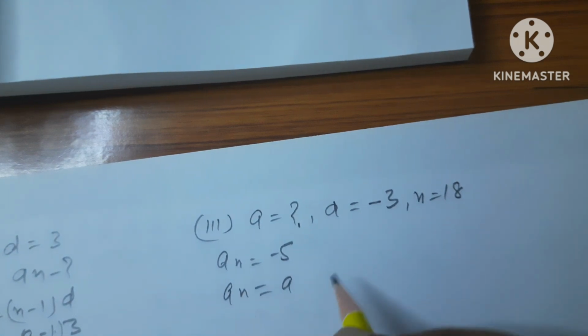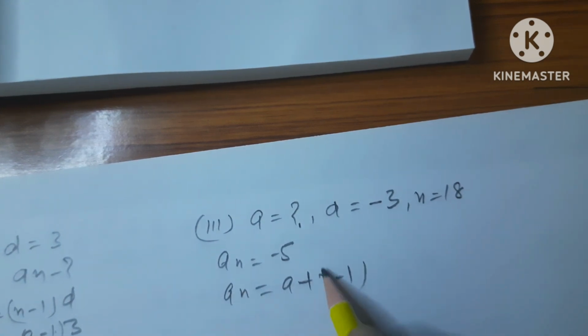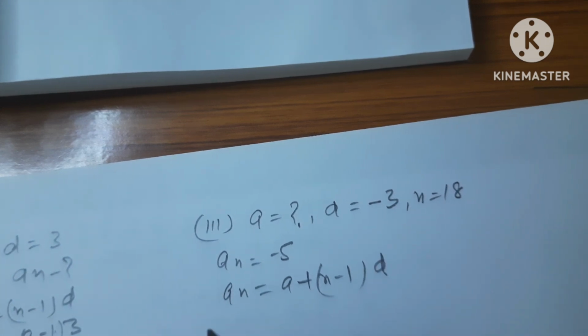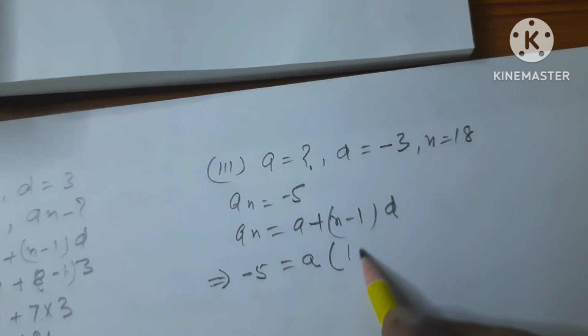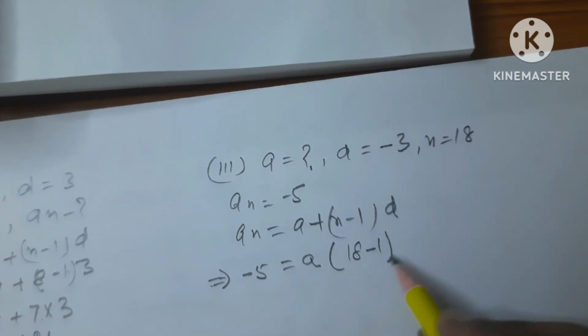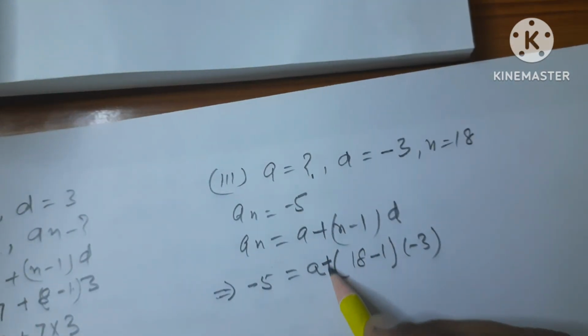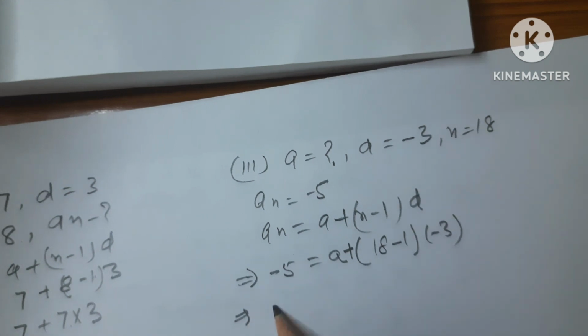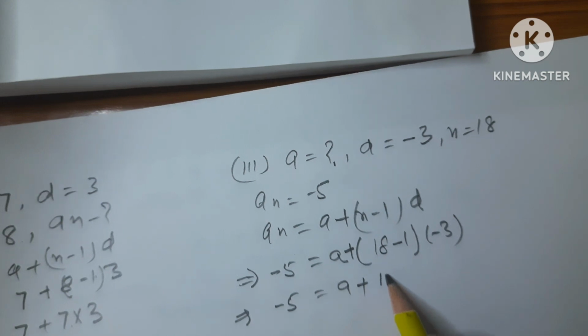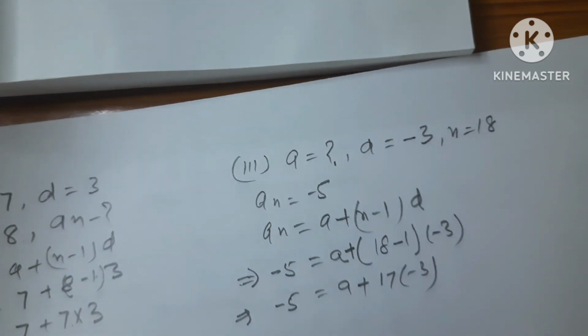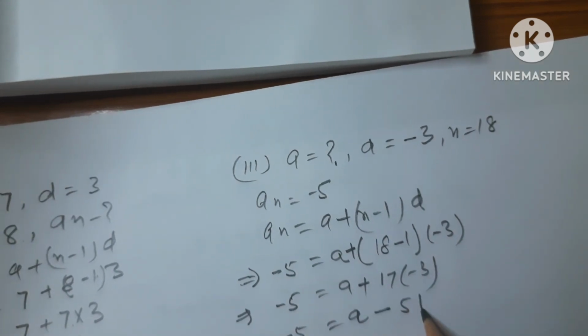An is equal to a plus n minus 1 into d. An is minus 5. A we want to find out, and n is equal to 18, minus 1, and d is minus 3. That means minus 5 is equal to a plus 17 into minus 3. That means minus 5 is equal to a minus 51.